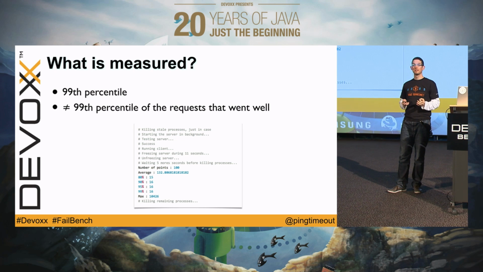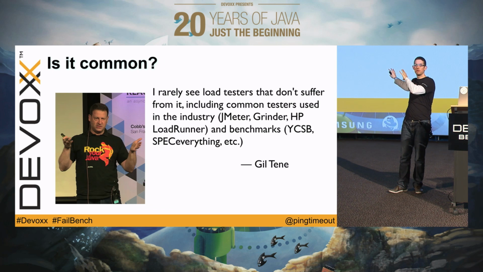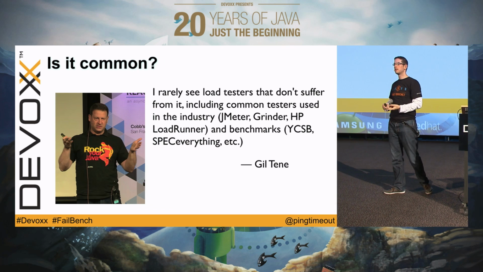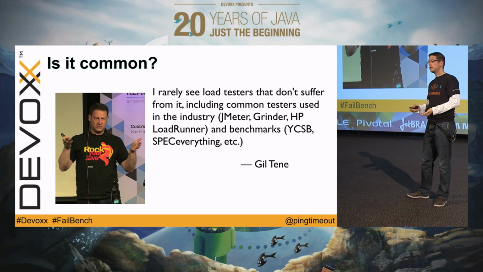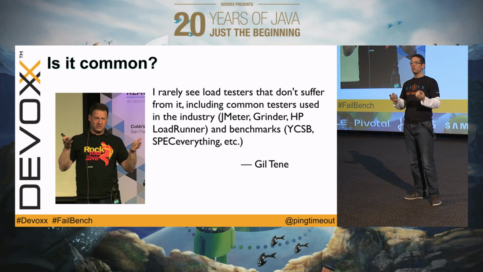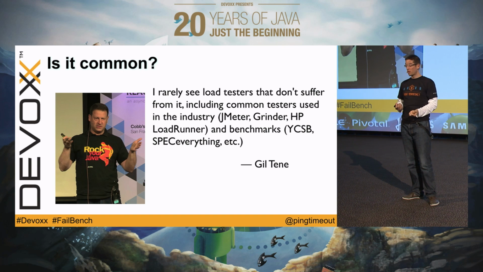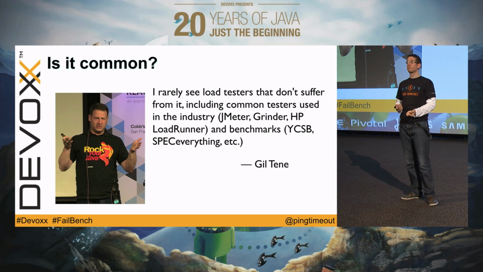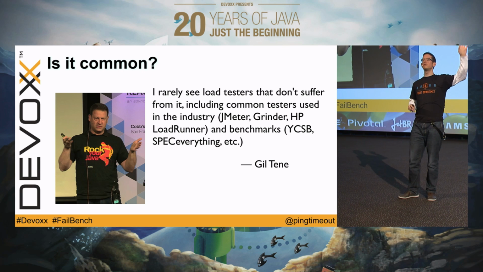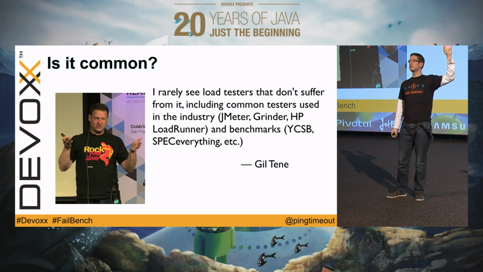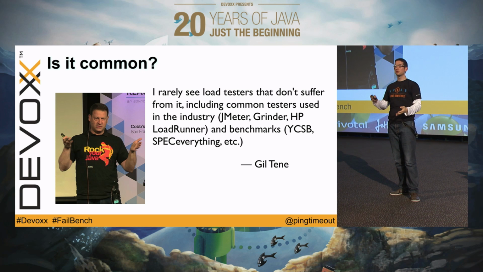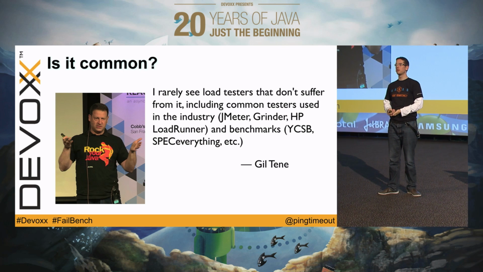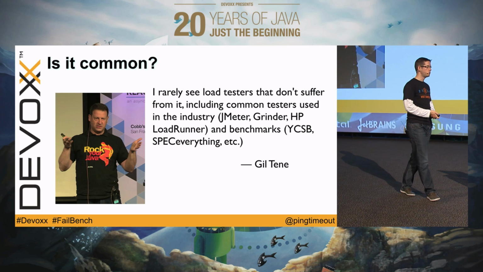Now, is coordinated omission a frequent problem? Unfortunately, yes. And that's the long version of yes. If you use JMeter, HP LoadRunner, any SPEC benchmark, or YCSB, you are going to have coordinated omission issues. Now, if you use Gatling, who uses Gatling here? Not a lot of people. So Gatling sends its requests in an asynchronous fashion, so it doesn't suffer from coordinated omission. That's actually a good point.